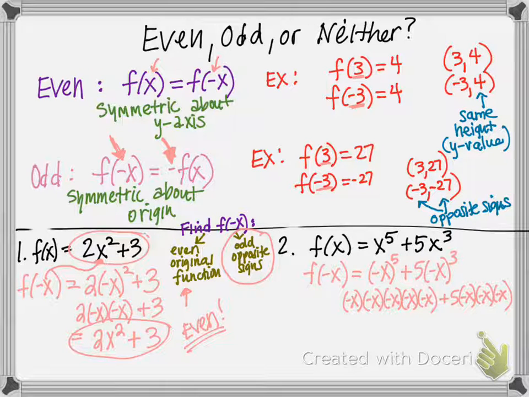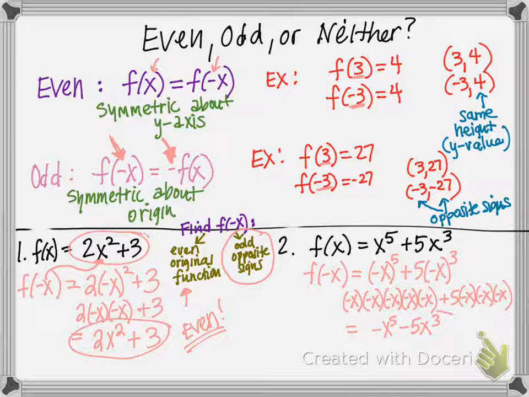So if I multiply 5 negatives, my answer would still be negative, right? And since I have 5 x's, this would be negative x to the 5th. And then if I multiply 3 negatives for the second part, 3 negatives make a negative, right? So that's negative x to the 3rd times 5, which is negative 5x to the 3rd.